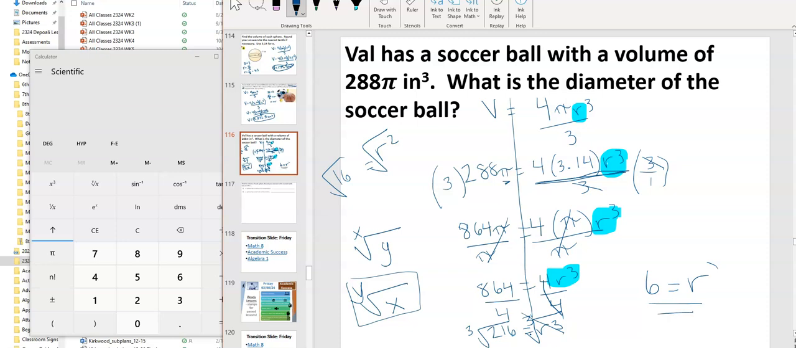But again, is that what it's asking me? No, it's asking me for the diameter. Okay, so on the diameter, again, if you go back in our notes, a diameter is just 2 times the radius, or half of the diameter is the radius. So if I have the radius, I'm going to go ahead and times that by 2. And that will get me my diameter of 12. So in this problem, the diameter of the soccer ball is 12.